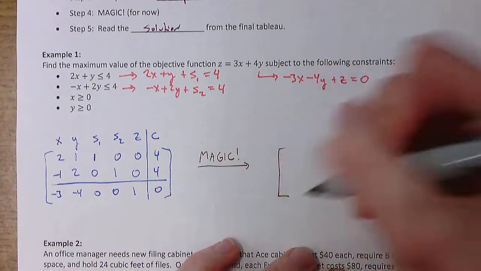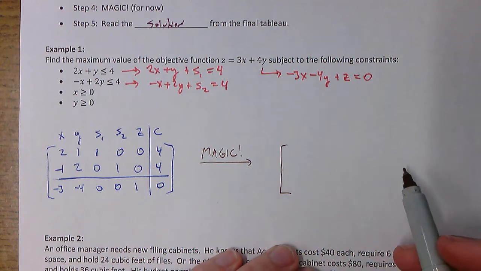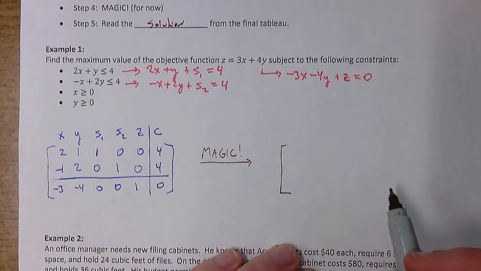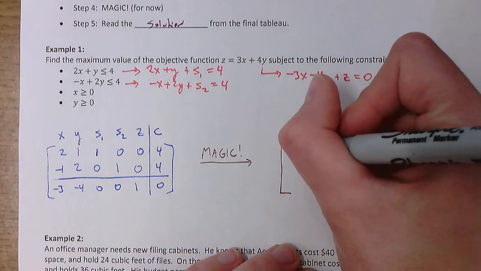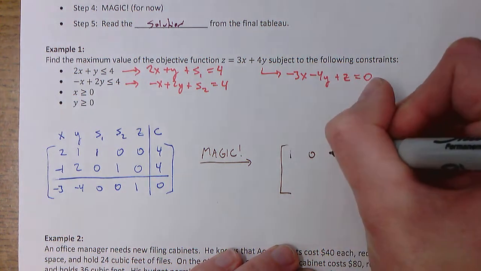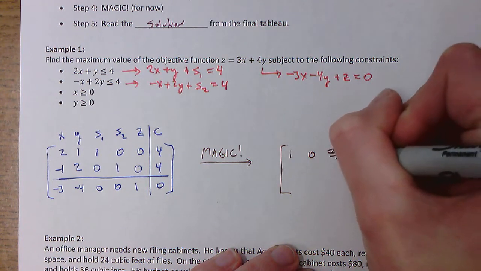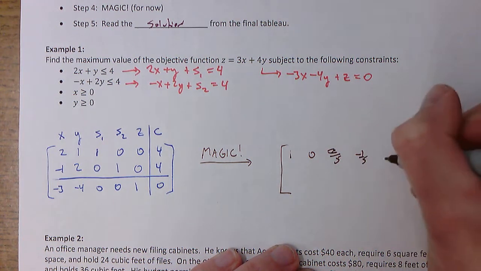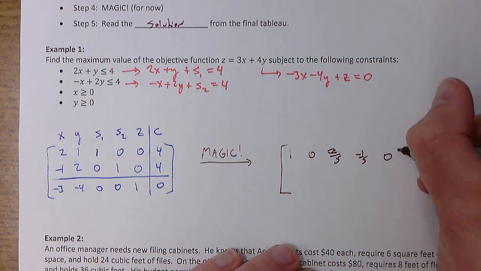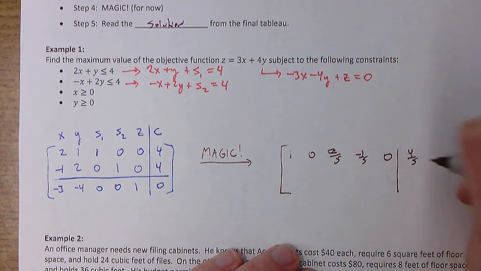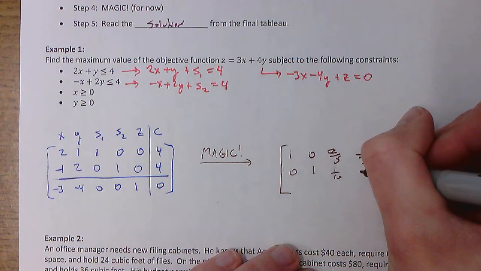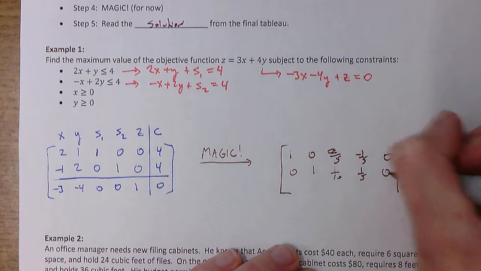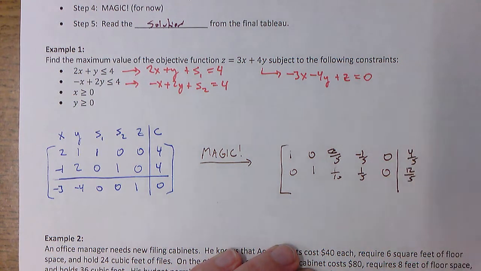Okay, so I'm going to read these numbers going across by row. So if you want to try to write them down as I say them, great. If not, feel free to pause the video and go back and copy it. So first row across is 1, 0, 2/5, negative 1/5, 0, and then we got our vertical line for the answers, and 4/5 is what's on the other side there. Second row is 0, 1, 1/10, 1/5, 0, and then on the other side 12/5.